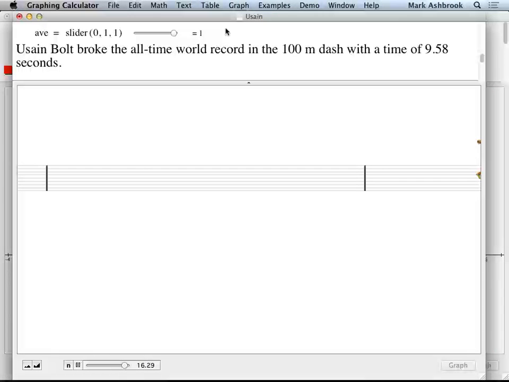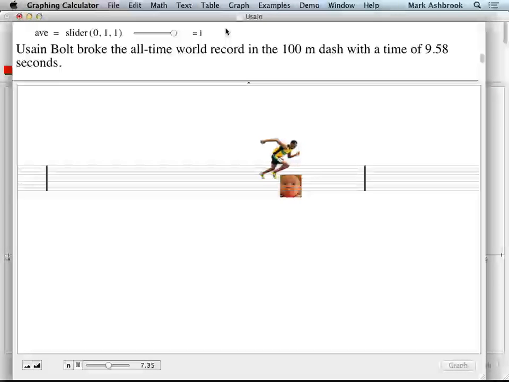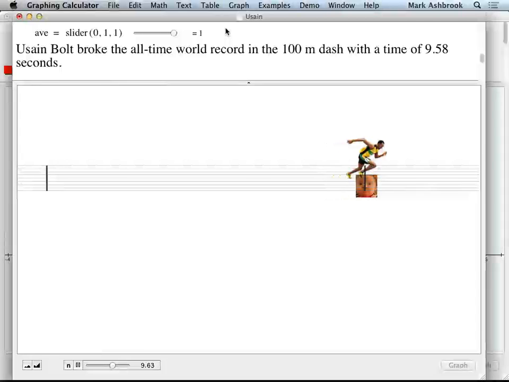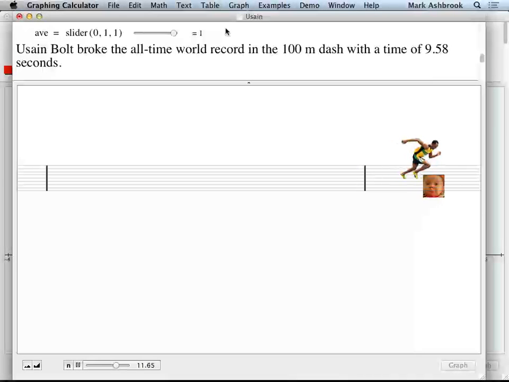What about same time, same distance? Right, so it's the constant speed to run the same distance in the same time. Okay, and so that's what that animation shows.